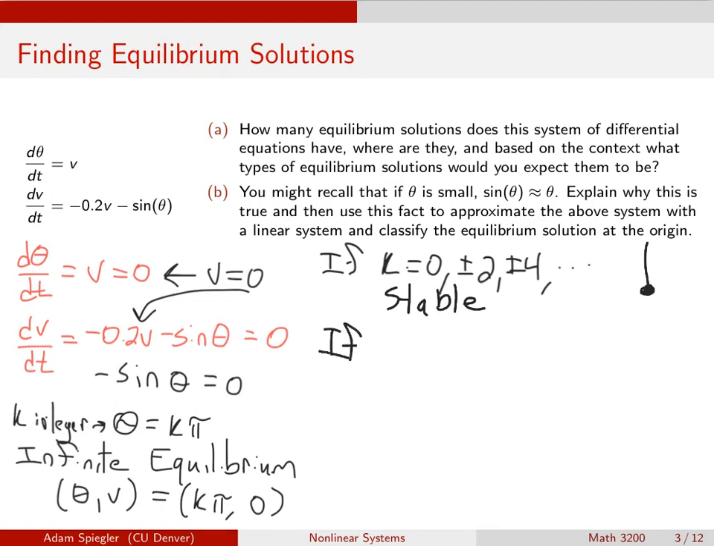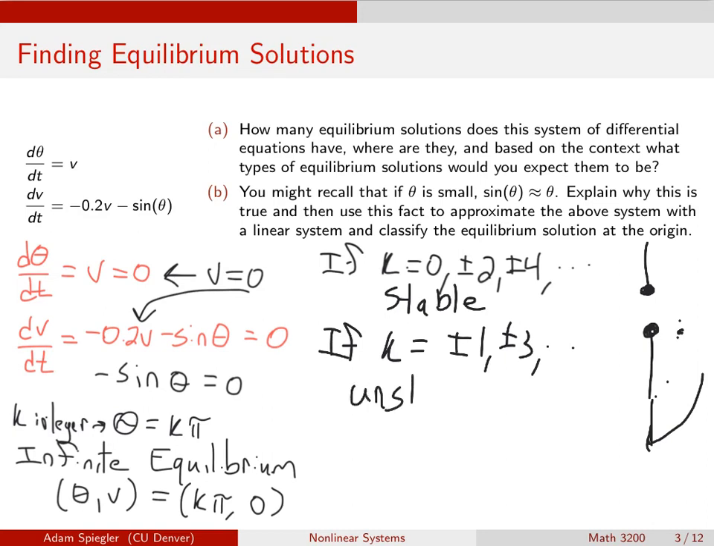So we might think that these are going to be stable, and that's a pretty good idea. On the other hand, if k is equal to an odd number like plus or minus 1 or plus or minus 3, and so on, that means it's located up here at the top at time 0. Now if you position this pendulum just a little bit off from its equilibrium, as time goes on, it's not going to settle back down to its vertical position. It's going to move and settle back down over here at the other equilibrium. So if k is an odd value, then we might expect that those equilibria are going to be unstable.